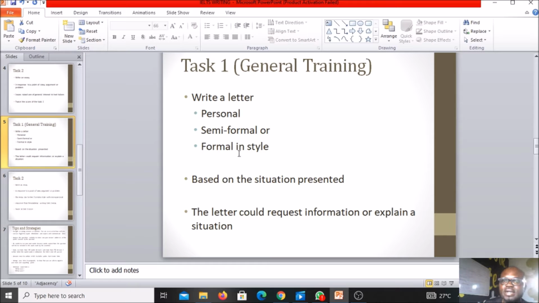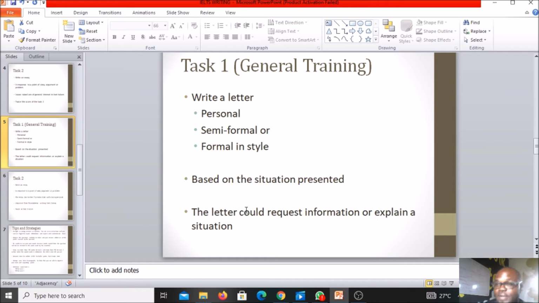Now if you're doing general training, it is for those going for work or migration. Academic is for those going for schooling. If you are doing general training, your task 1 will comprise a letter, and this letter could be personal, semi-formal, or formal. The letter you're going to write is based on the situation presented. You're going to be presented a situation, and you're going to be told to write an informal, semi-formal, or formal letter based on it. We're going to take an instance of that. The letter could request information or explain a situation.